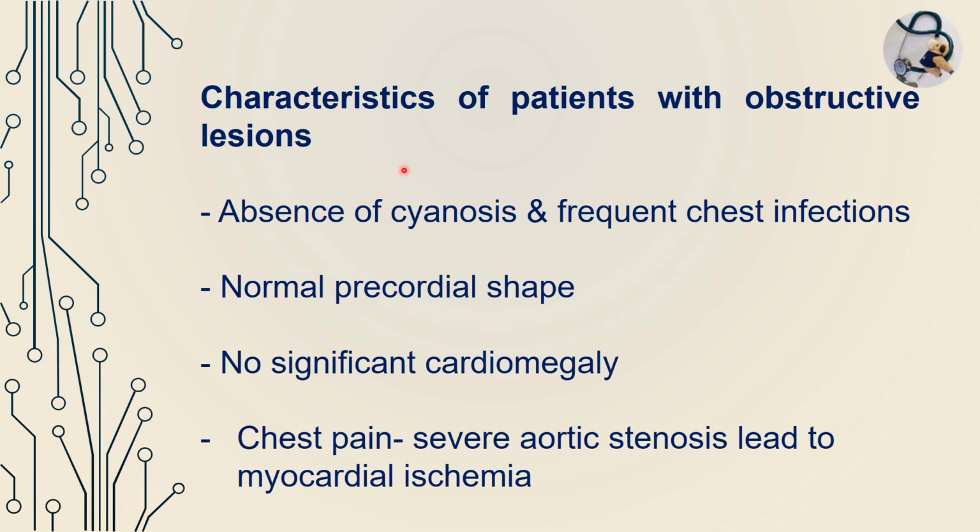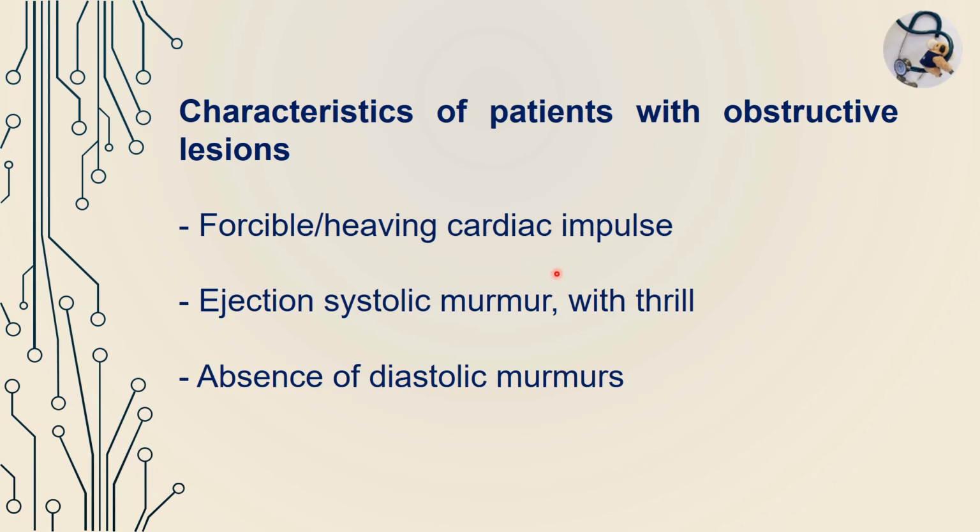Obstructive lesions occur in the 3 tubes. Tubes means pulmonary artery, aortic vessel, and also coarctation of aorta. So these are 3 problems occurring in the tubes. In aortic stenosis, the child may have chest pain. Other features: when you examine, you may get a forcible heaving cardiac impulse in the precordium. There is ejection systolic murmur with thrill, and there is absence of diastolic murmurs. I'll discuss in detail when I discuss the diseases individually.